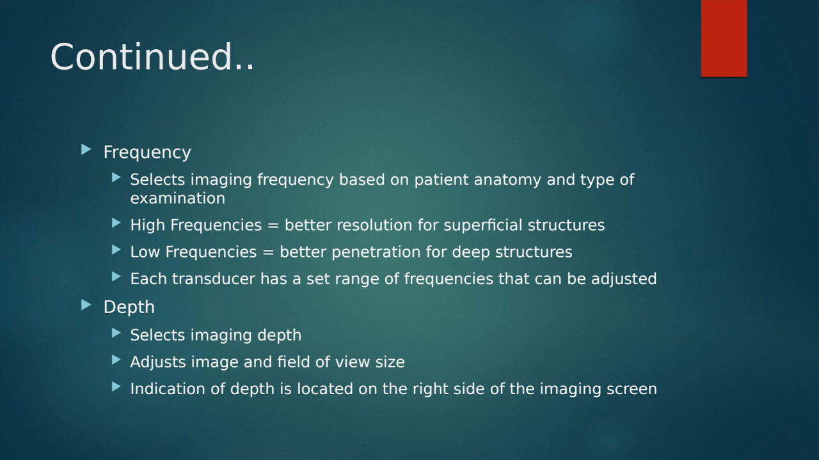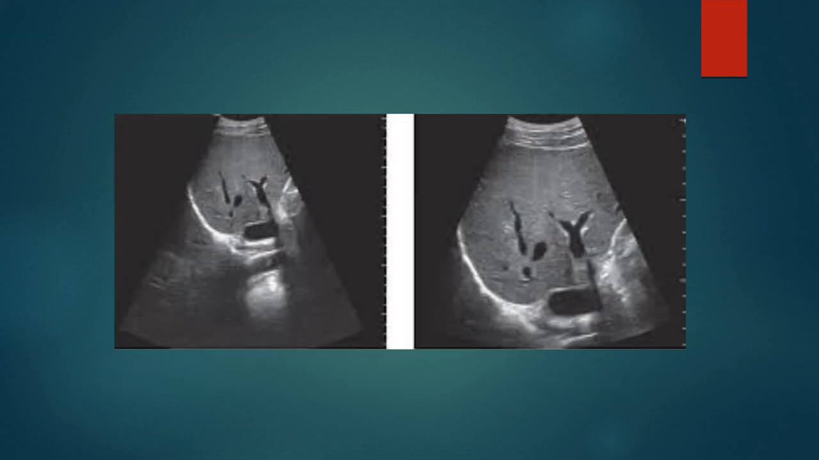We also can see how deep we are looking into the body because on the side of our screen, there's going to be a little ruler that is present for us to be able to figure out how many centimeters we're evaluating in. So here we have a great example. This is an increased depth. We're seeing deeper into the body here. And this is a decreased depth. We're seeing less into the body, right?